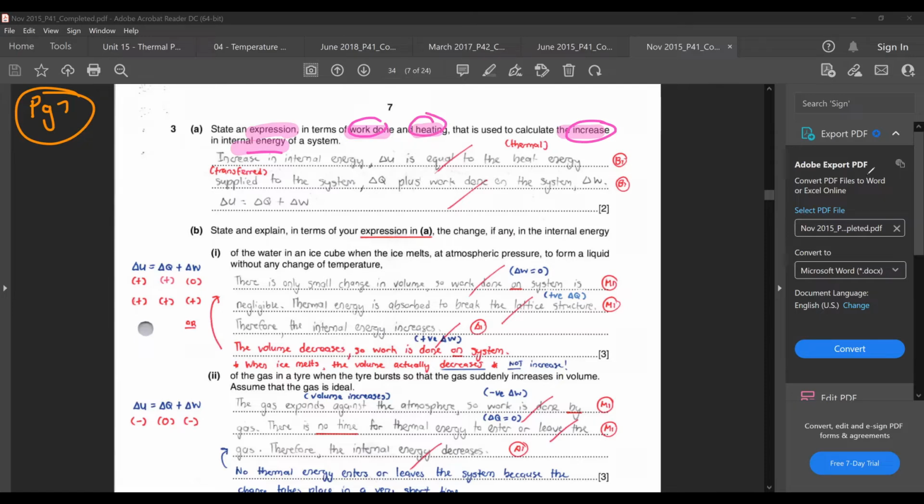This one by right, you should know, it is actually relating to the thermodynamic first law, which is summarized by this equation. Okay, which tells you that increase in internal energy is equal to heat energy supplied to the system plus work done on the system.